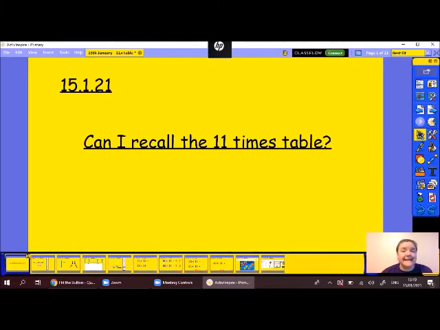Hi Year 4, it's nearly the weekend, it's Friday, and that means it's a times table day. Today we're looking at the 11 times table, which has a really nice pattern to it.